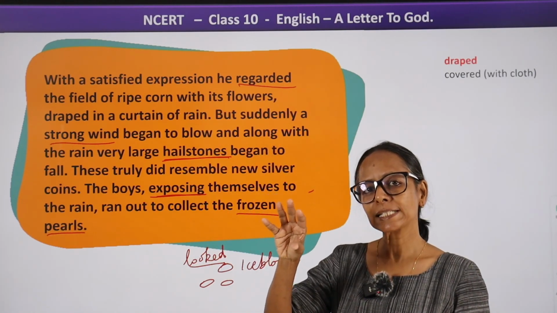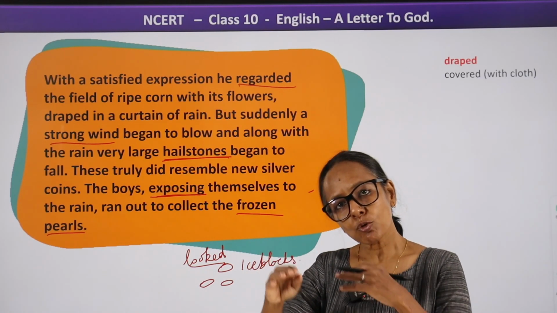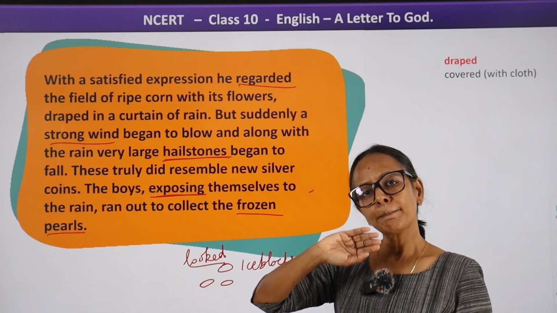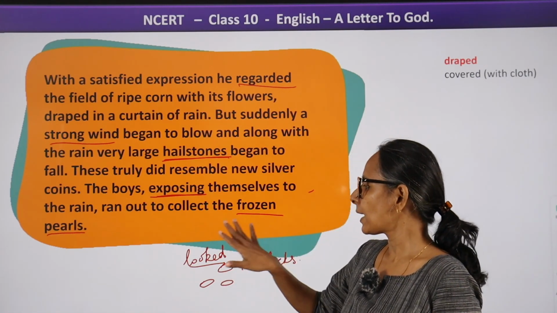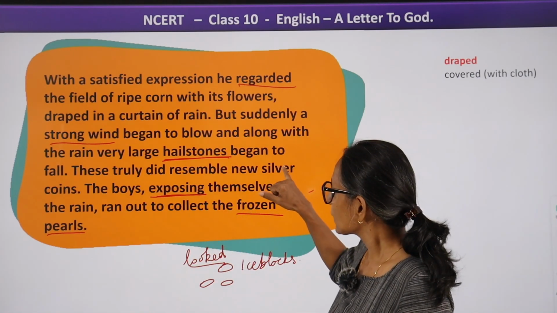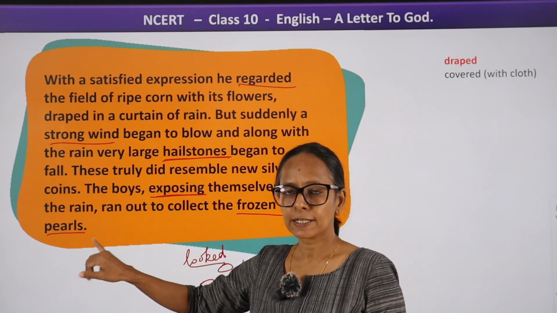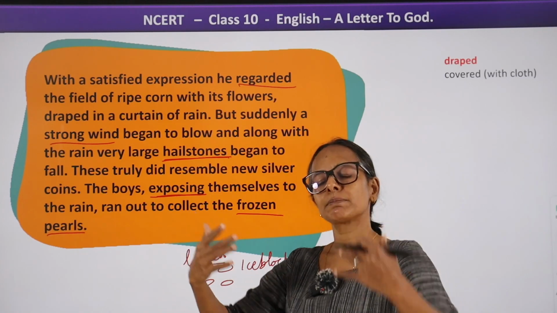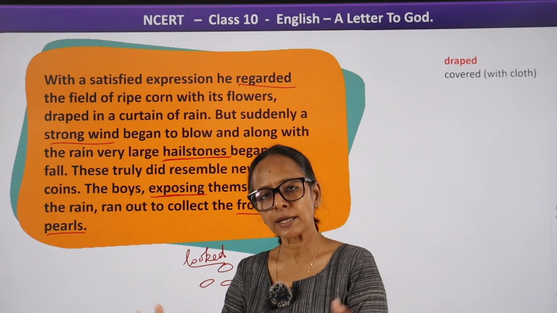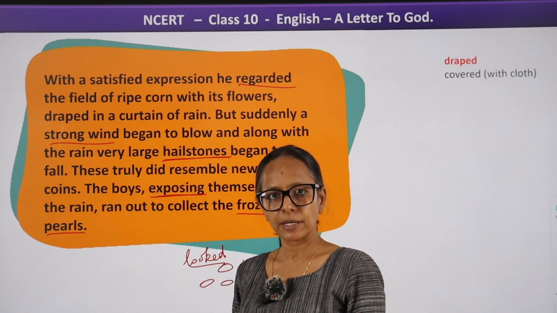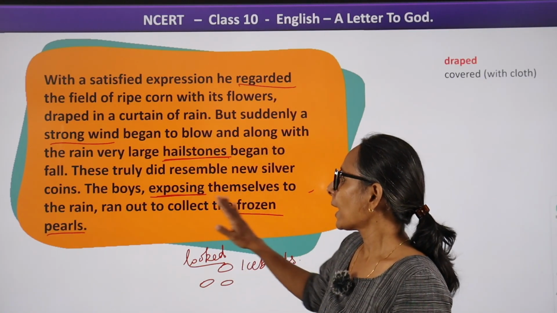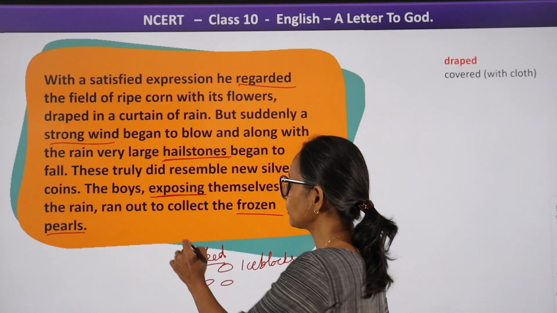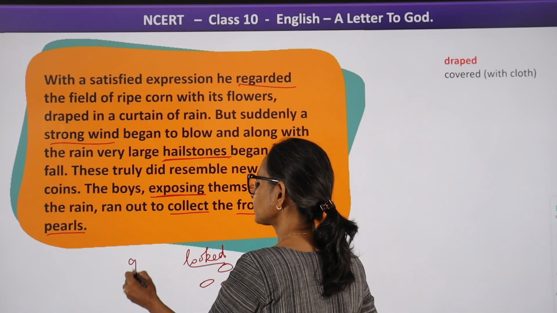So, because the rain now has more or less turned to hailstones, these hailstones are being compared to silver coins and pearls. So what are the boys doing now? They are exposing themselves to the rain, meaning they're running out of their houses under the rain, they're getting wet, and they ran out to do what? To gather, to collect means to gather.